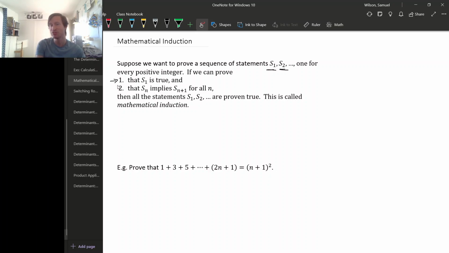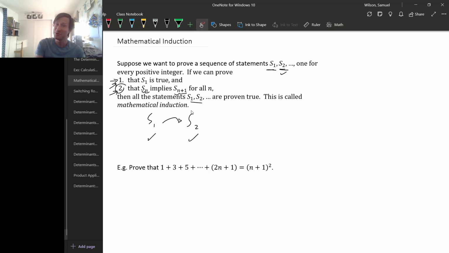First, prove that the first one is true, and then show that if any one of them is true, then the next one in the list is also true. And in that case, all of the statements have to be true. If you can prove S1 is true, then S1 is true. Okay, good. But the second piece says that if S1 is true, then S2 has to be true, because 2 is 1 plus 1. So if S1 is true, then this second statement proves that S2 is also true. Good, so now we have the second one in our list.